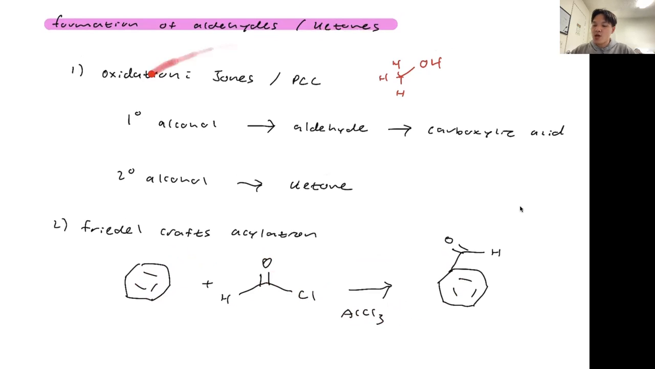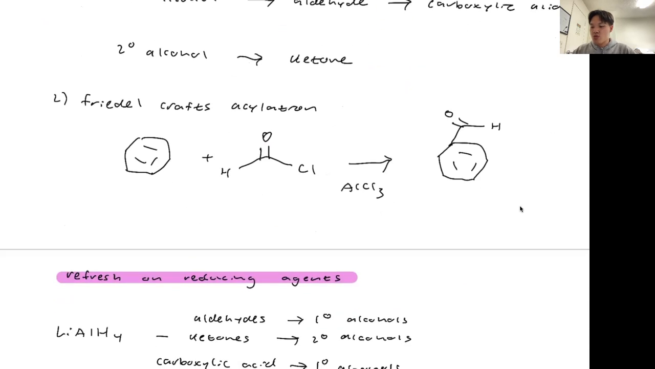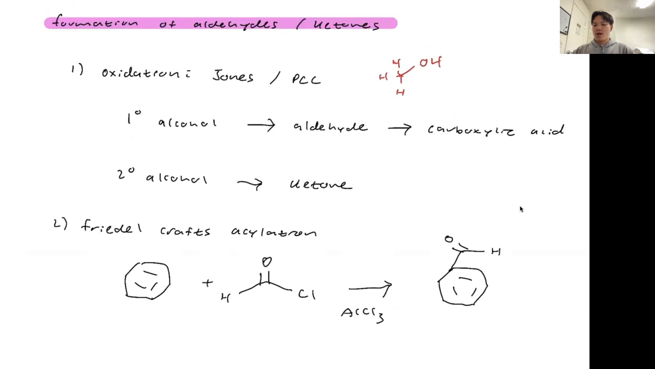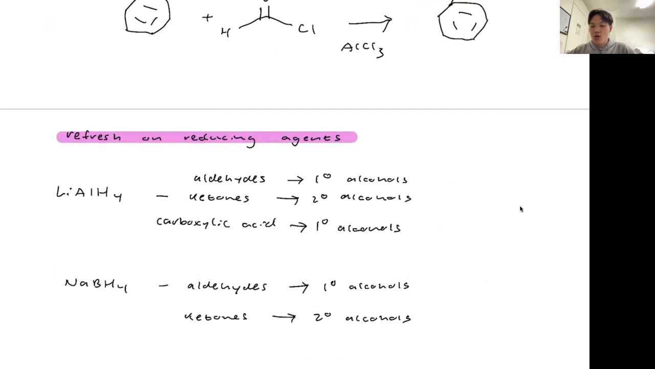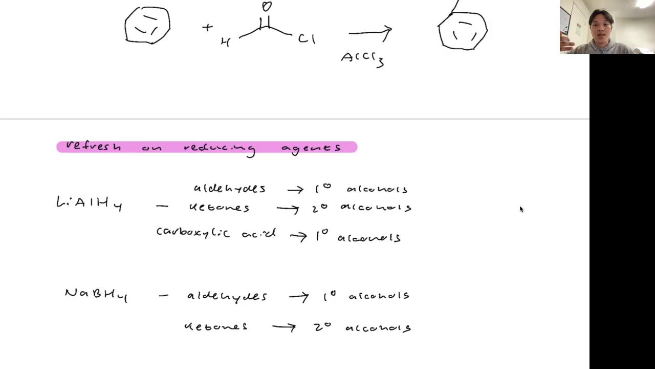So these are the main two ways that you're going to make aldehydes and ketones. So we're going to go more into their chemistry and carbonyl chemistry. And then again, another refresher on reducing agents. So this is important for synthesis.